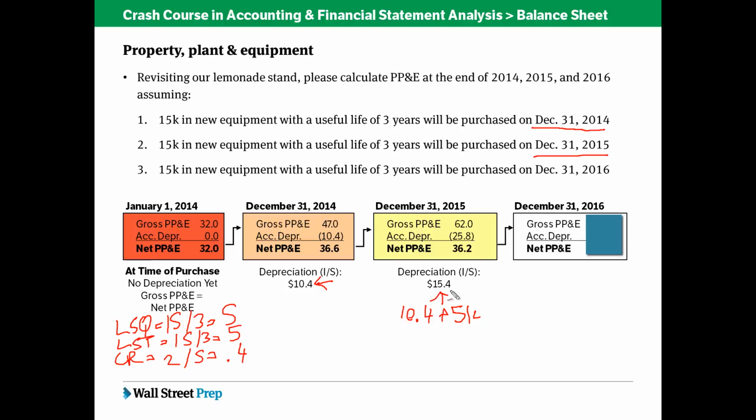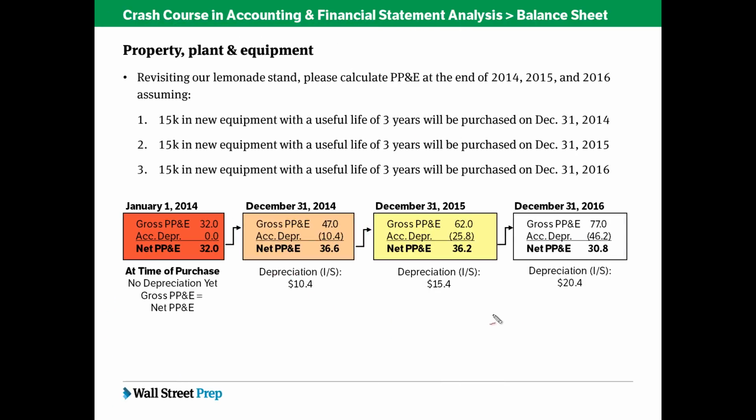Apologize for the handwriting. So we look at an accumulated depreciation of 15.4 plus the original 10.4. What we recognize on the income statement, though, is just the current period depreciation expense. What we show on the balance sheet as a reduction to the gross PP&E, of course, is the accumulated depreciation. And we get to net property, plant, and equipment of 36.2.